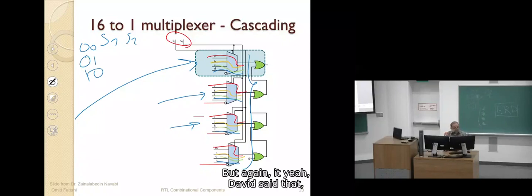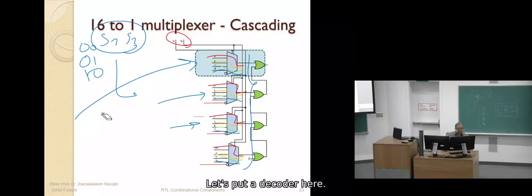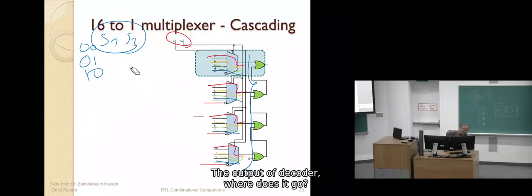A multiplexer, David said that, but it becomes very complicated. You could use that, but you have to cascade it. I did it for 8-to-1, and you saw how complicated it was. When it goes to 16-to-1, I guess it is more complicated. Yes, decoder. Decoder is the key idea here. A decoder gets two inputs and makes four outputs, and only one of those outputs is active, for example 0 if it is active low, and the rest are inactive. So the decoder is the solution here. So let's put a decoder here. And the output of the decoder, where does it go?